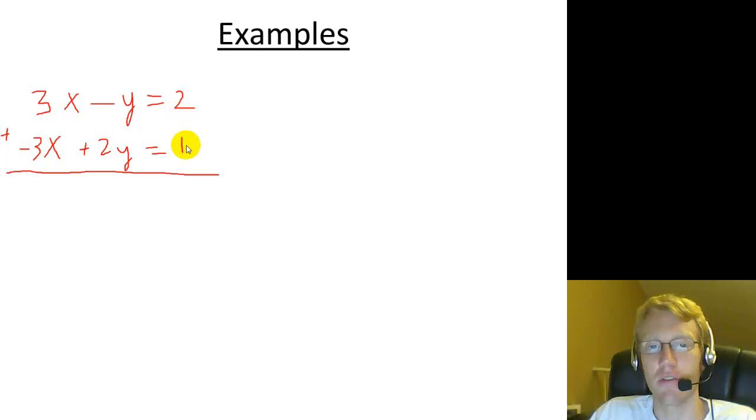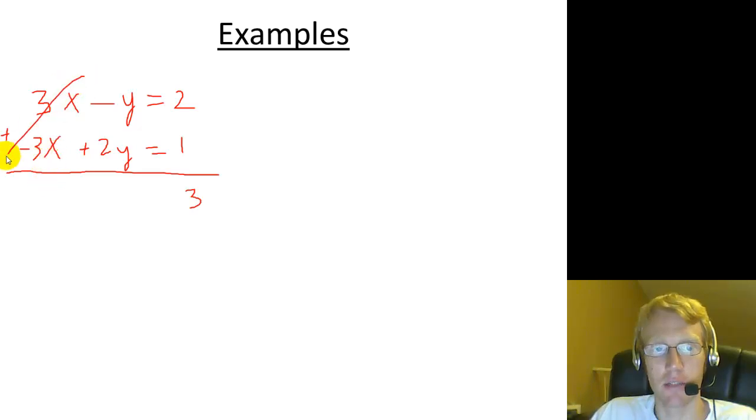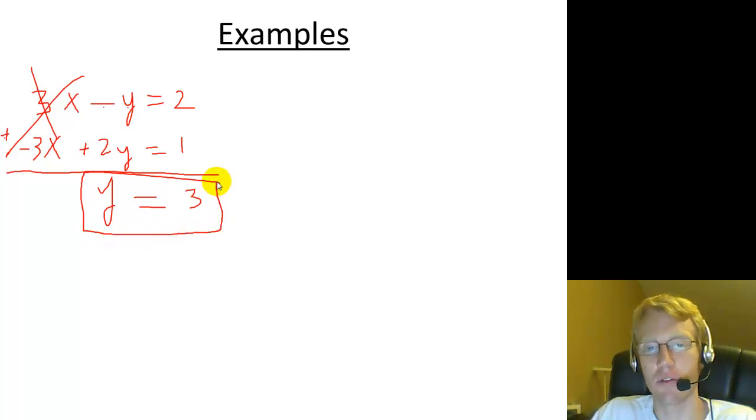Here I've got 2 plus 1, which is 3. So I add the left-hand side. I added 1 on this side, and I'm going to add all this stuff over here because it's equivalent to adding 1. Over here, the 3x and the negative 3x cancel out, and I have a negative y plus 2y. So negative 1y plus 2y just equals y. And so I'm already done. In one step, I've already got y equals 3.